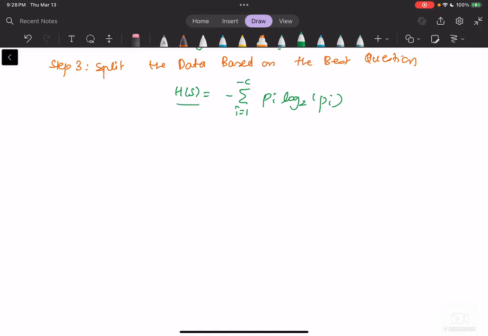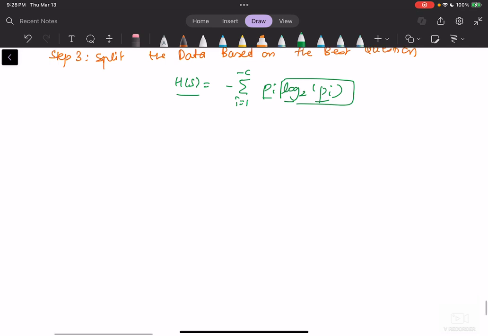Your C is the number of unique labels like apple, orange, banana, and then your P_i is just the probability of class i in the set. You're just taking log 2 of the P_i here. And we know that entropy equal to 0 means that the group is pure.